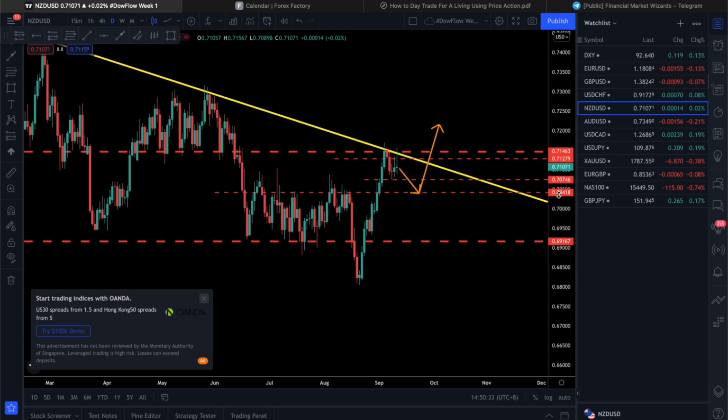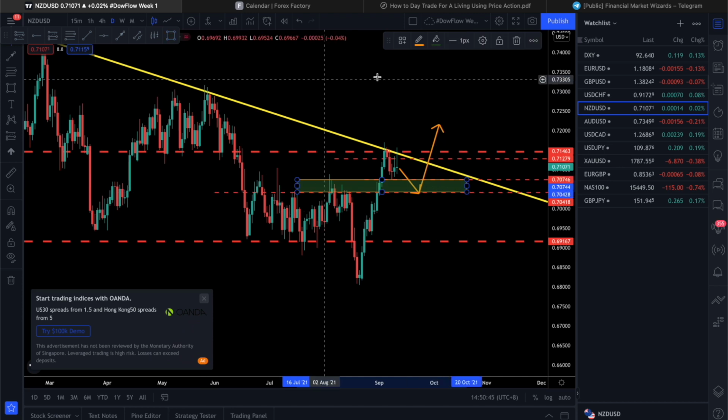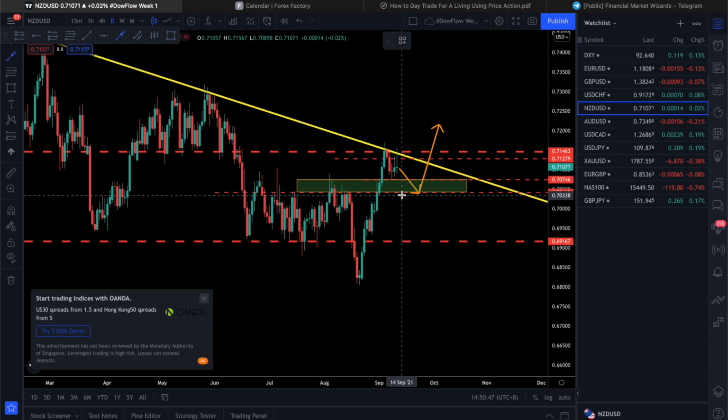You just have to be very careful, because there are multiple levels of support. There is a support level here and there's a support level here, okay? If we get a clean break of this entire zone, something like this, you get a clean break of this, then potentially what we would see is that price would accelerate its movement downwards.